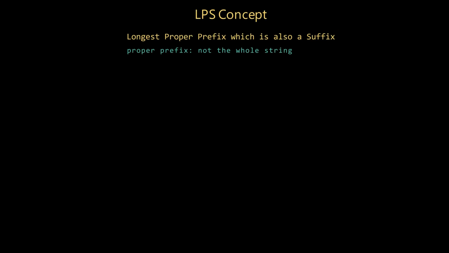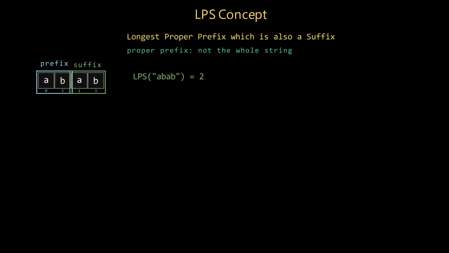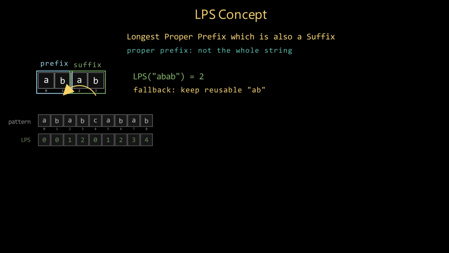LPS stands for longest proper prefix, which is also a suffix. Proper means the prefix cannot be the whole string. Look at ABAB. The prefix AB and the suffix AB are the same, so the LPS value is 2. This value tells KMP how far the pattern pointer can fall back after a mismatch. We keep the reusable AB match. For the full pattern, the LPS array stores this fallback information at every pattern position.